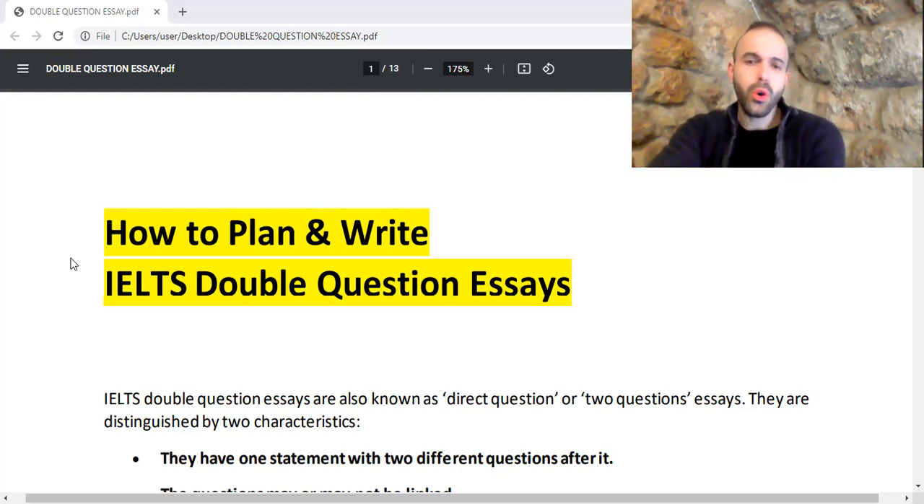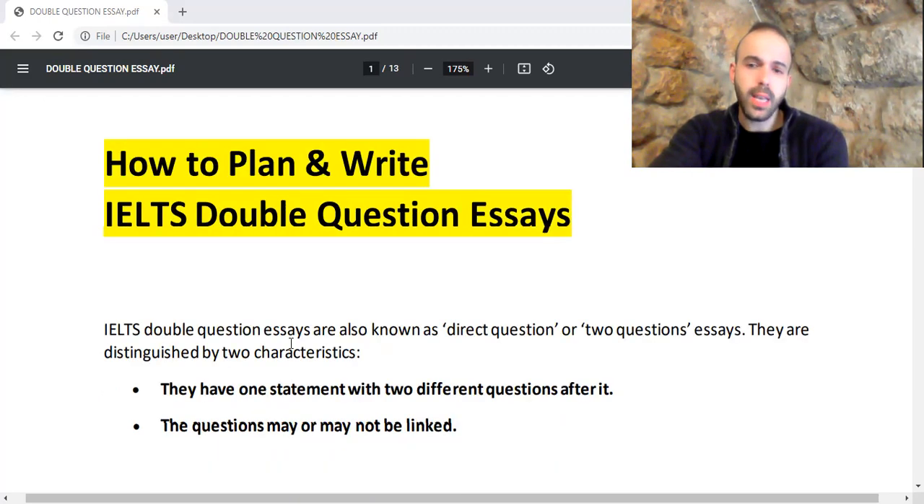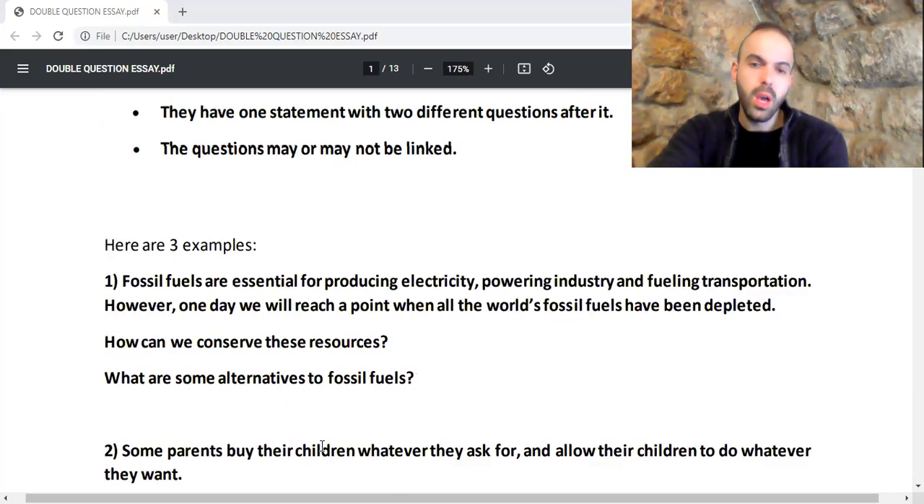Okay. So how to plan and write IELTS double question essays. IELTS double question essays are also known as direct question or two question essays. They are distinguished by two characteristics. They have one statement with two different questions after it. The questions may or may not be linked. Okay, so you need to take this into consideration. So we have a specific topic, but we have two different questions. The questions might or might not be linked. So try to remember this point.